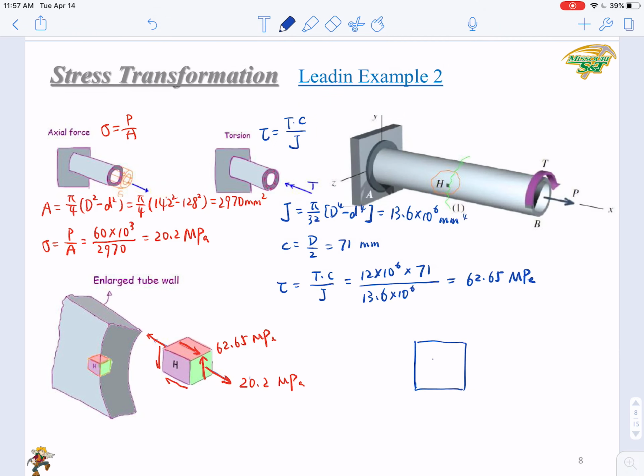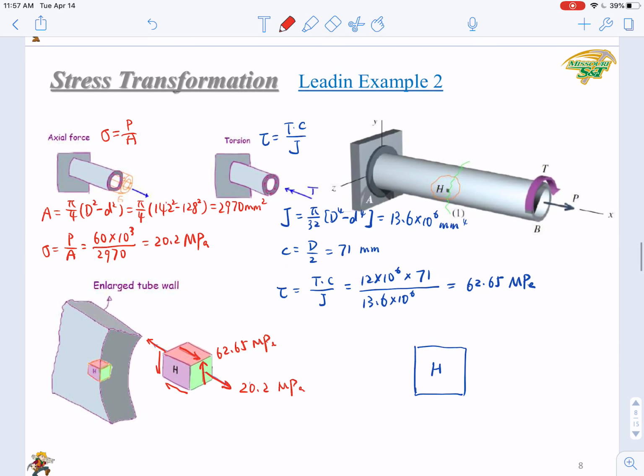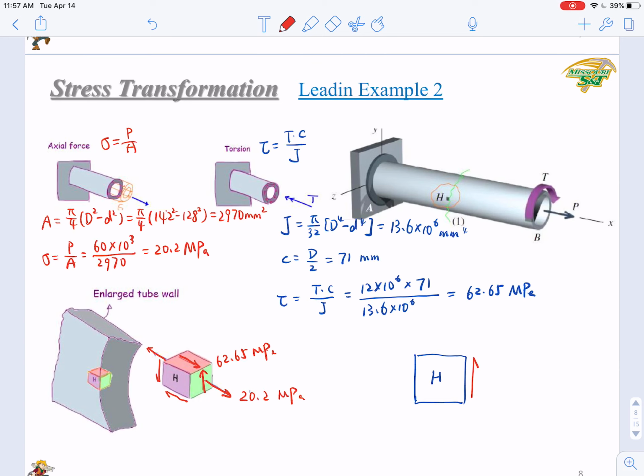This is plane H. Then on the right hand side, you will have an upward shear. Here, a downward shear. On the top, you have a right pointing shear, and on the bottom, a left pointing shear. And their magnitudes are the same, 62.65. And along the x direction, you have a normal stress that is 20.2 MPa. Okay, here we just get the two-dimensional stress element of point H.